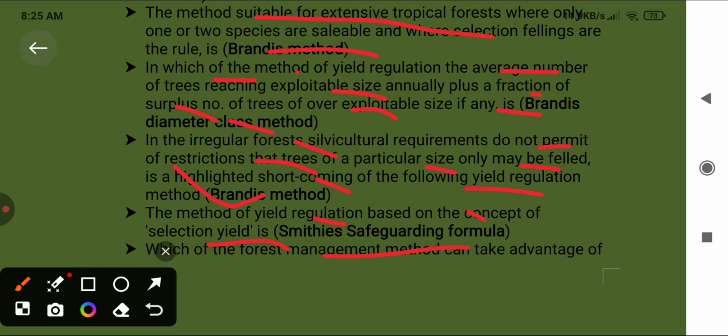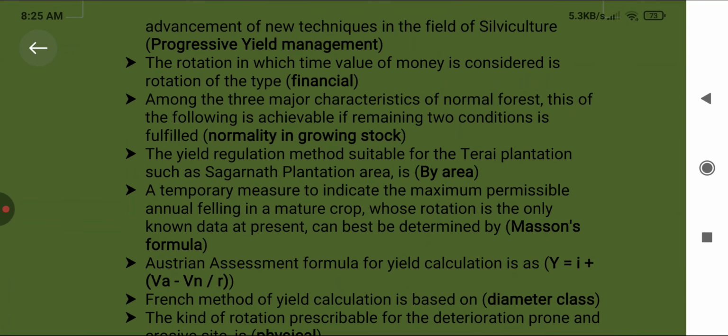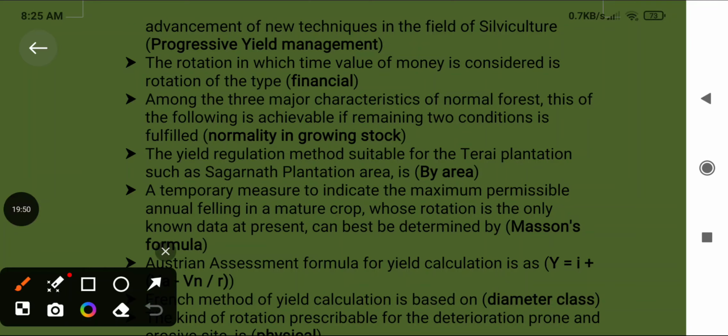Which of the forest management methods can take advantage of new techniques in the field of silviculture is progressive yield management. The rotation in which time value of money is considered is rotation of financial.